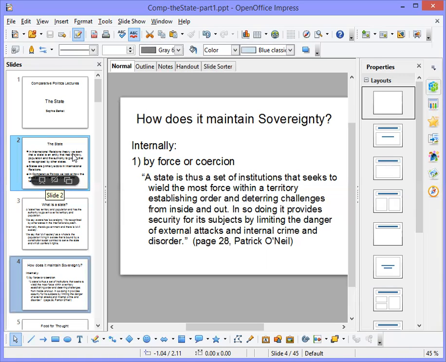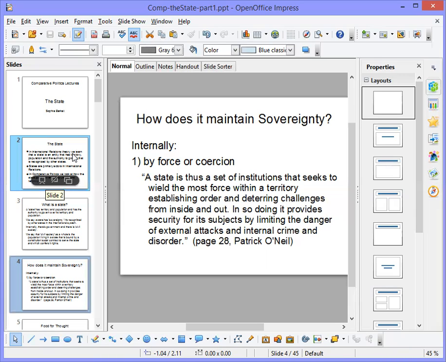So what kind of order is the state protecting if it has to use violence? It must be some kind of very bad system that they're calling the status quo order. But if they have to use violence, it kind of begs the question, there might be something wrong with the state, right? In so doing, he says, it provides security for its subjects by limiting the danger of external attacks and internal crime and disorder. Okay, so I can imagine civil society erupting into war. You need to stop it, right?